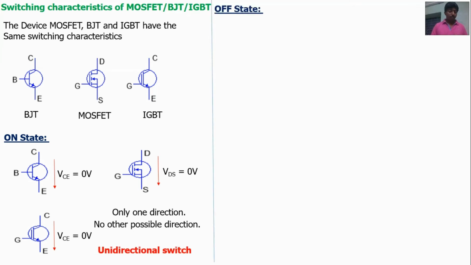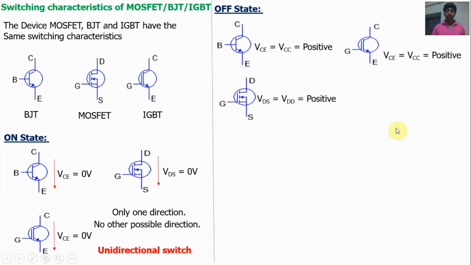In the off state, when the BJT, MOSFET or IGBT is in the off condition, the collector to emitter voltage is positive, so the voltage across the device is positive. Similarly for the MOSFET, drain to source is biased to positive voltage. So only one polarity is possible during the off state, so it is called a unipolar switch device.